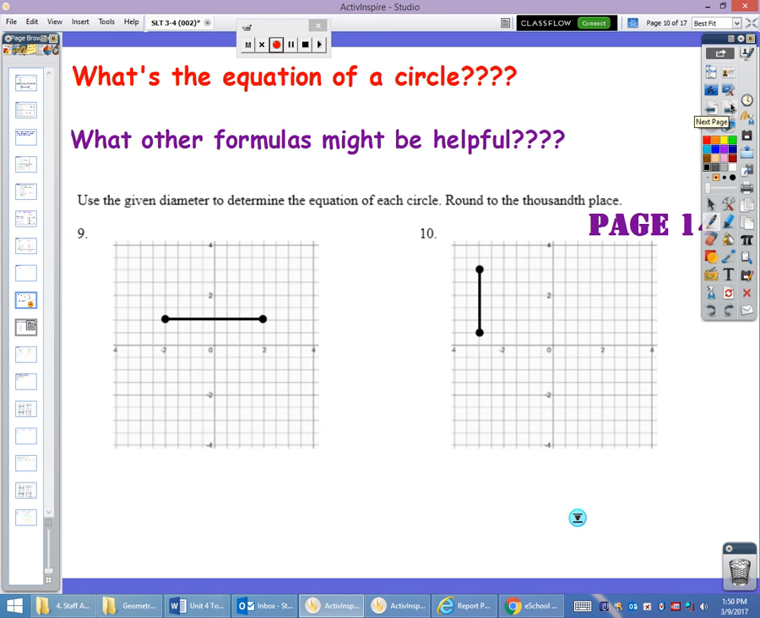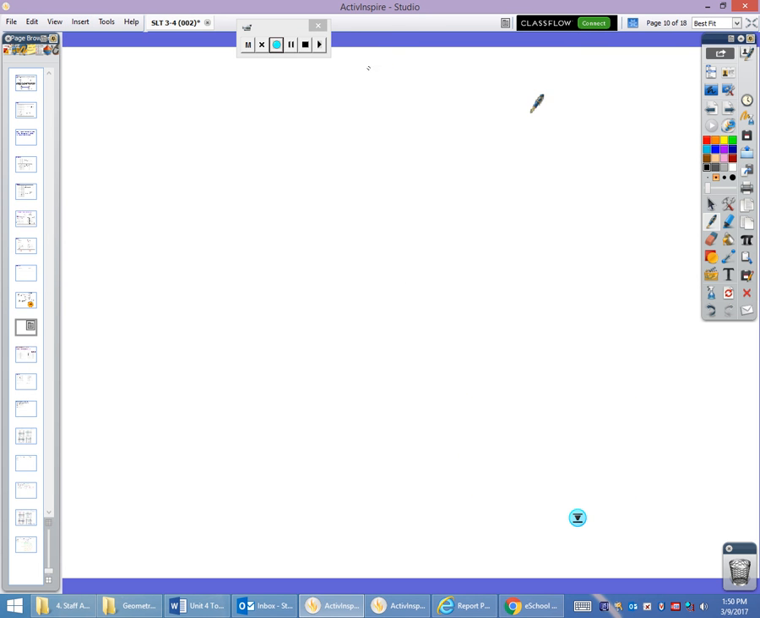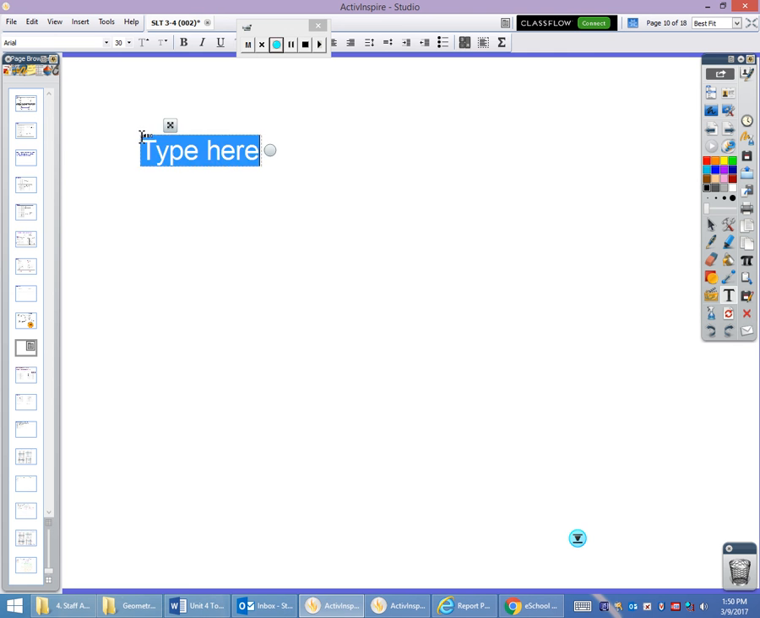Go ahead right now and see if you can find the distance between these 2 points. And then pause it as soon as I'm done writing the problem. And then I'll show you the answer in a second. So find the distance between those 2 points.